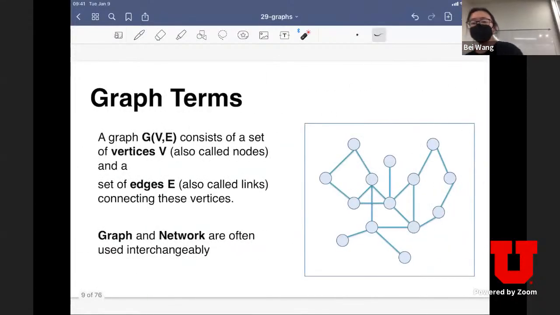There are a lot of terminologies used in graph theory, and we're going to visit some of them. A graph G consists of a set of vertices V, which are sometimes also called nodes, and a set of edges, sometimes called links, connecting those vertices. Those are vertices and those are edges. Sometimes people use the words graph and network interchangeably. When I'm talking about something very abstract, I use the word graph, and if I talk about something that arises from data, I call it a network. But most people use them interchangeably.